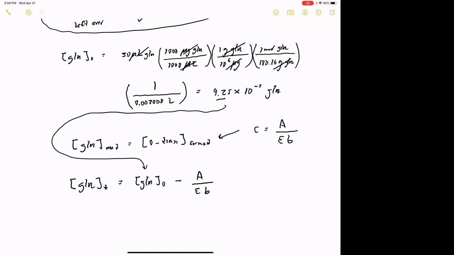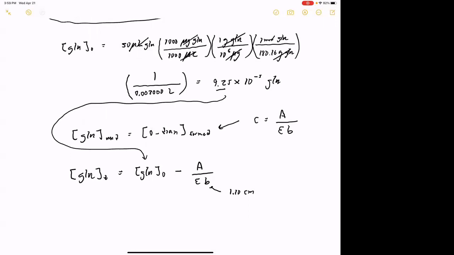Okay, what's b in this case? Well, that's just the path length of your cuvette. And you guys measured that last week. What was it? It was like 1.10 centimeters. I think that's what you guys came up with. Okay. What about epsilon? Is that a constant or does that change through the course of the experiment? That's going to be constant. Yeah, that's a property of the O-dianisidine, right? So that's constant. So what changes?